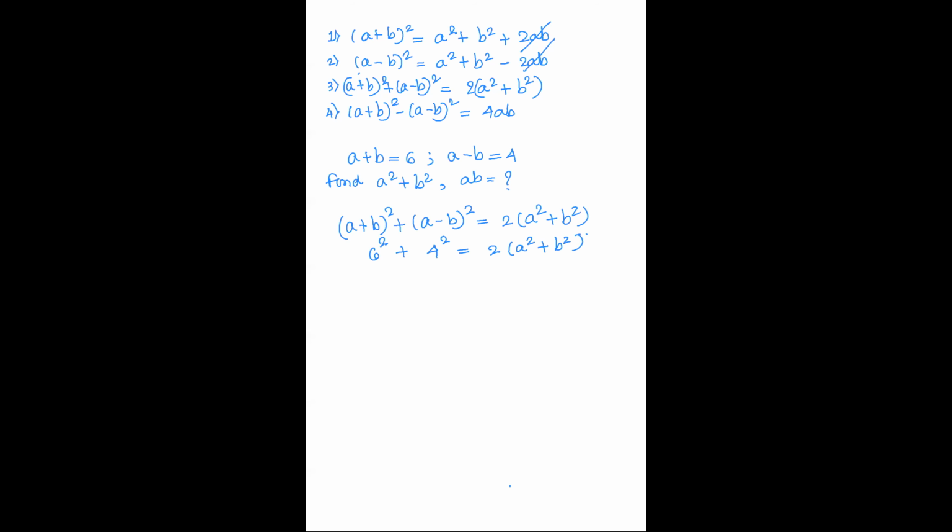Now do the calculations, all of you. 6 square is going to give you 36. 4 square is going to give you 16. 36 plus 16 is going to give you 52. 52 is equal to 2 times a square plus b square. अब 52 से अगर हम 2 को डिवाइड कर देंगे तो you will finally get your answer that a square plus b square equals 26.